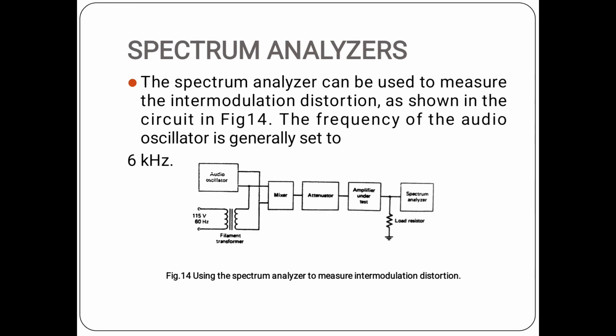The spectrum analyzer can be used to measure the intermodulation distortion. The frequency of the audio oscillator is generally set to 6 kHz. Using the spectrum analyzer to measure the intermodulation distortion is shown in this block diagram. Here the audio oscillator, mixer, attenuator, amplifier under test and spectrum analyzer are present, and the source voltage is 115 volts with a frequency of 60 Hz.